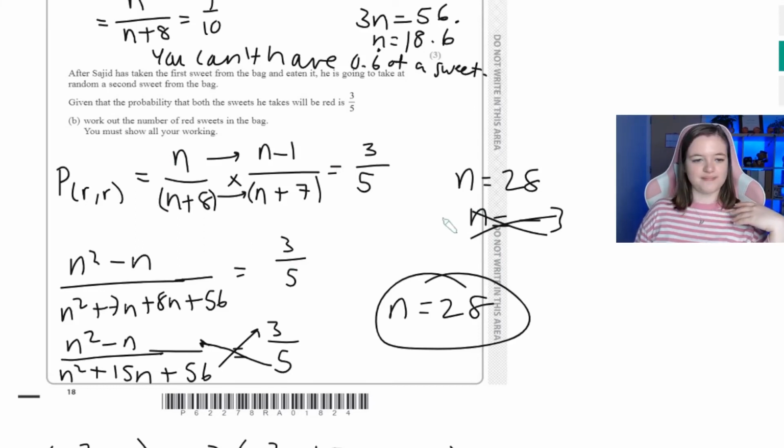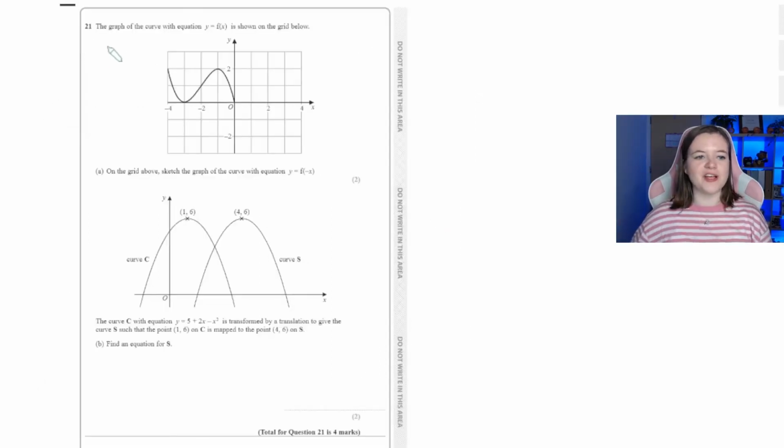Cool. Moving on then. Question 21. The graph of the curve of the equation y equals f of x is shown in the grid below. Part A. On the grid above, sketch the graph of the curve with equation y equals f of negative x. Right, so what that means is all the x coordinates that are on this curve currently are going to flip. We make them negative versions of themselves, right?